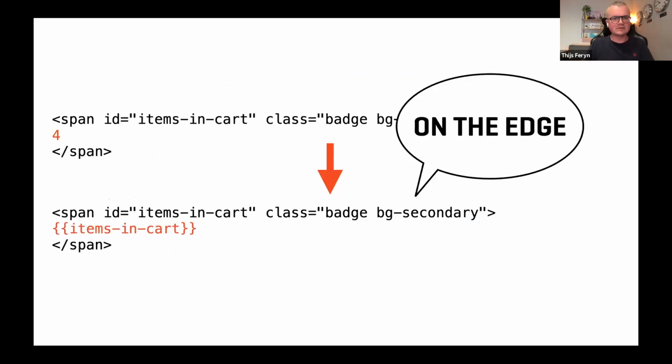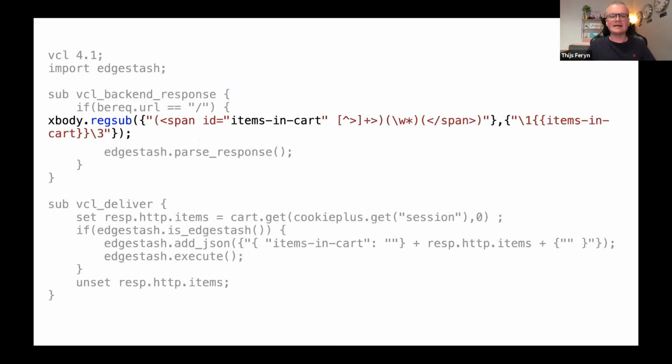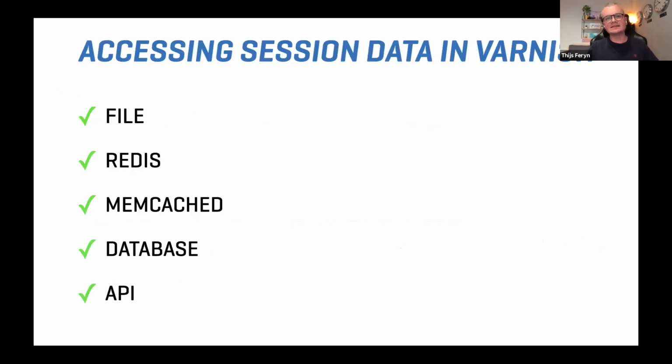So let me take you back to that. So you can see right here how that is composed. You see the span, which is an HTML tag that can be annotated with classes and other attributes. Then we have the value, which is group number 2. And then we have the closing tag, which is group number 3. And that is exactly what we're matching here. And the output is the opening tag, then the hard-coded items in cart, and then the closing tag. And this way, we just injected an Edgestash placeholder without changing the origin, which is very convenient. And then it's a matter of accessing session data in Varnish using the file system, Redis, or Memcached, or the database, or an API.